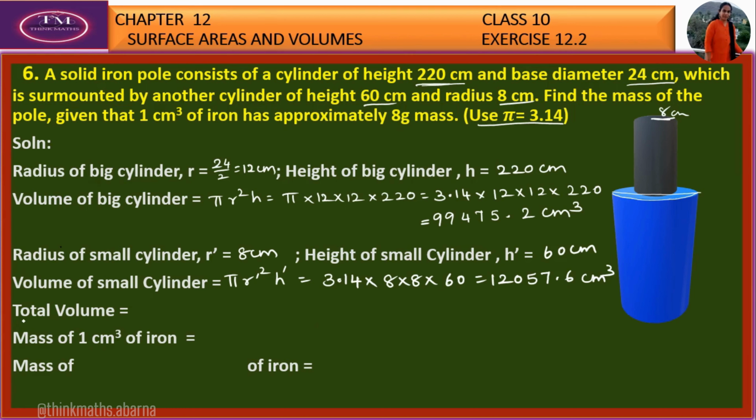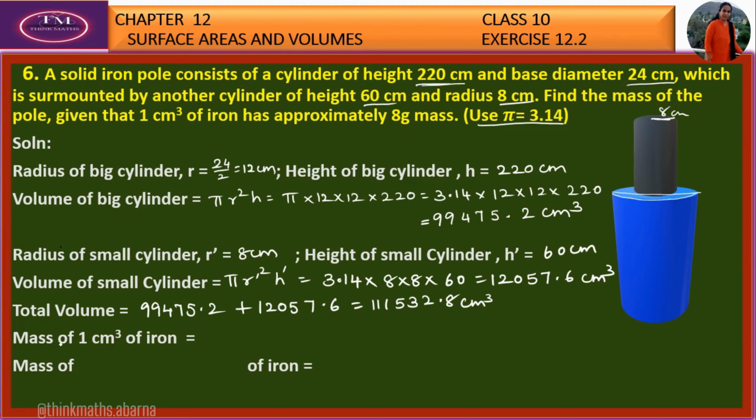So now we have to find out the total volume. So total volume is nothing but volume of big cylinder plus volume of small cylinder. So what is this volume? 99475.2 plus 12057.6. So if we add these values, we will get the total volume of this iron pole. So it is 111,532.8. So this is the total volume of this iron pole.